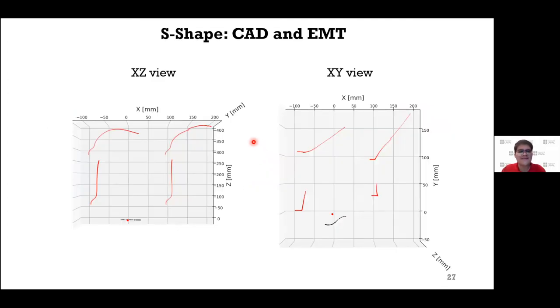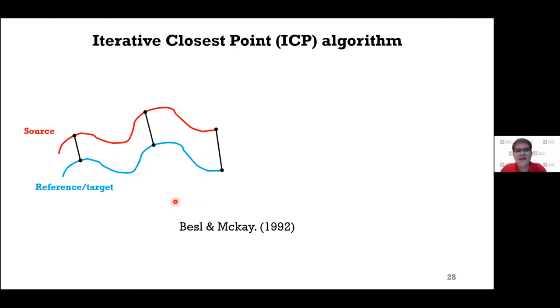And in this plot, we can see the reconstruction of the catheters in the EMT reference frame in red color. And here in this black S-shape is the CAD. So the goal now is to align this S-shape from the CAD into the EMT, so we can know where the marbles are in the EMT reference frame. So I decided to use the iterative closest point algorithm, which tries to minimize the sum of the squared differences between the points of a source and a target.